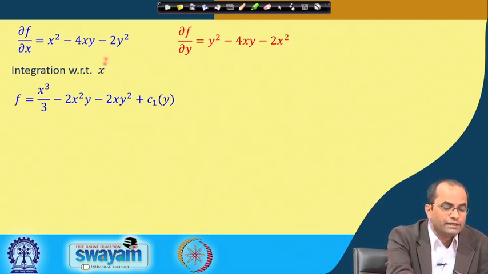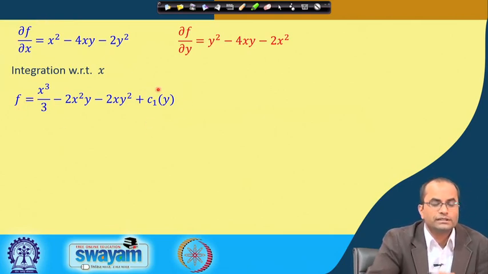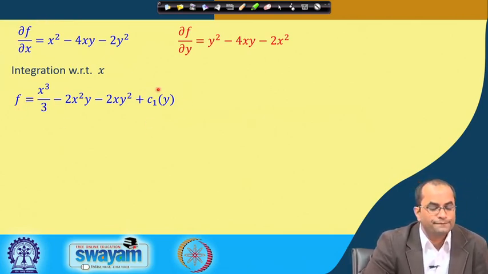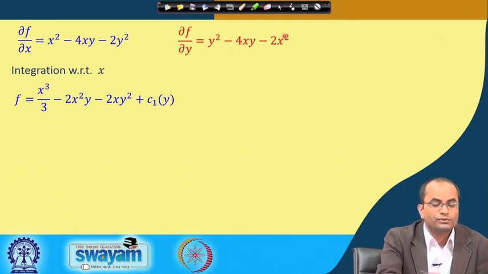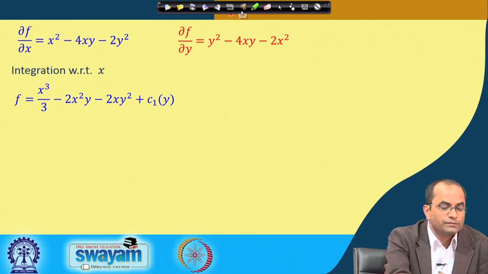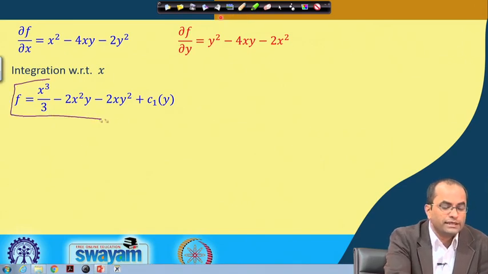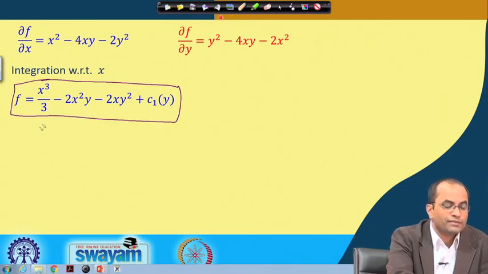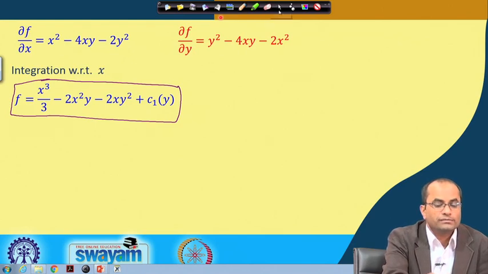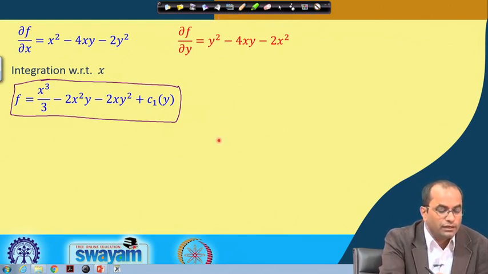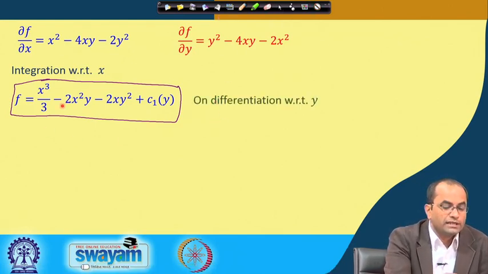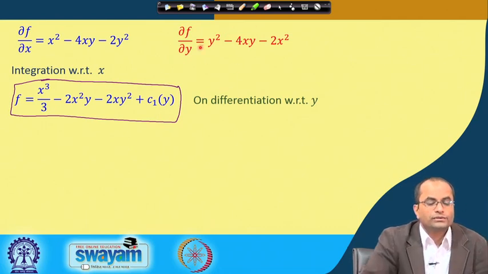So, we have integrated this del f over del x here to get this f, but there is the c 1 of y coming into the picture, and we have not yet used the other equation. So, now from this given f, which we have got by integrating with respect to x, we will differentiate now with respect to y, and then we will equate to this given partial derivative.